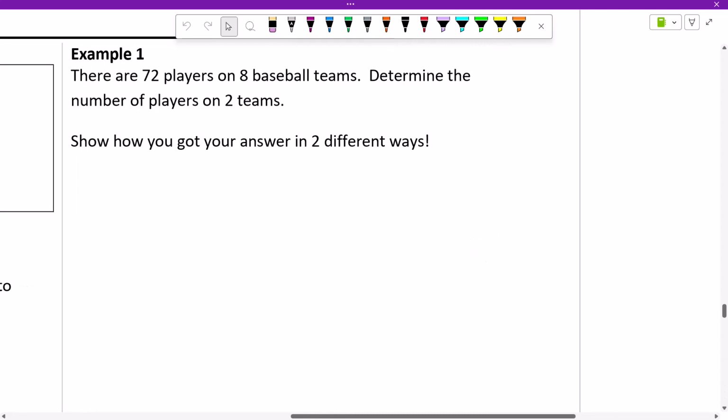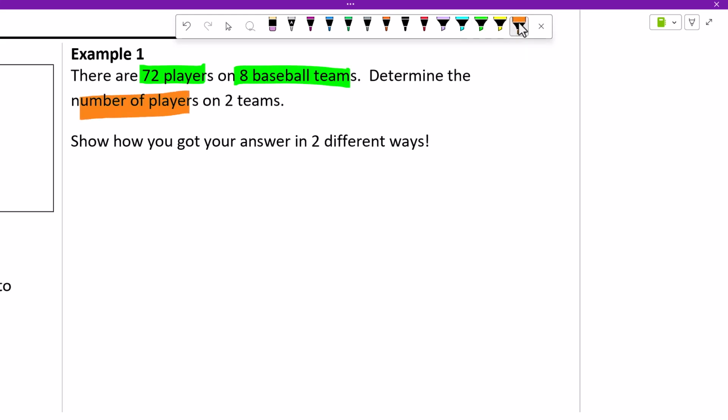All right, now, fractions and ratios, I think there is less likely you making a mistake, but sometimes maybe not the easiest approach. So here we have a scenario. We have 72 players on 8 baseball teams. Determine the number of players on 2 teams. Okay? So we can do this 2 different ways. First, we're going to set it up as a ratio, as a fraction. Okay? So, to do that, we have 2 fractions. One equals the other fraction.